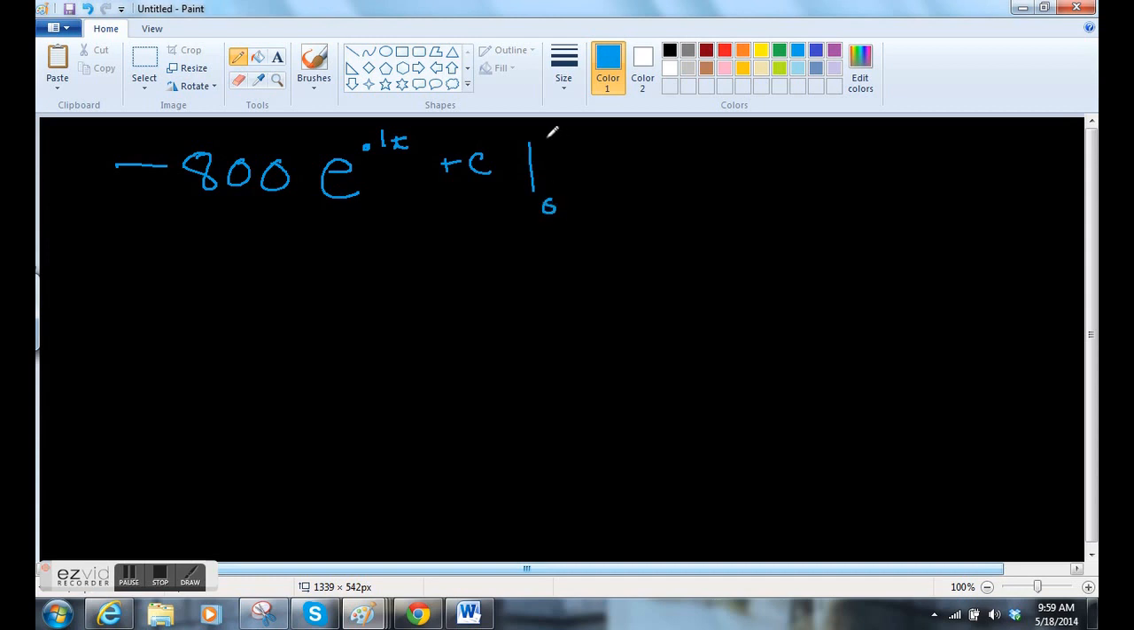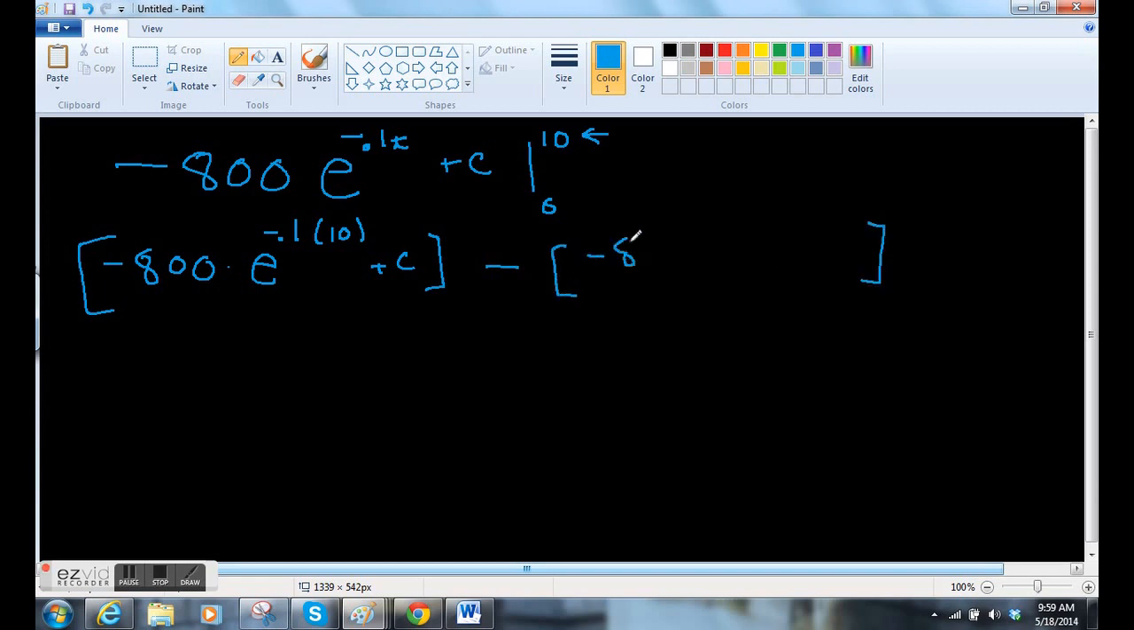Okay, so now we're getting to the end, you guys. First we plug in 10, so you plug in this top number first. So it's negative 800 times e to the negative 0.1 times 10, plus a constant, which doesn't matter because that's going to go away. Minus, we plug in the value at 0. That's negative 800 times e to the minus 0.1 times 0. If you plug it into your calculator, don't worry about the constants because you have a plus a constant and a minus a constant, so they go away.